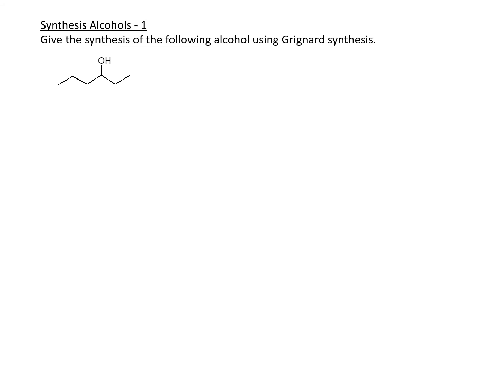Give the synthesis of the following alcohol using Grignard synthesis. So as soon as I know it's a Grignard synthesis, I know I will need a Grignard reagent and I will need a carbonyl. It will depend on what kind of alcohol I have for the carbonyl, because primary alcohols can be made by formaldehyde, secondary from any aldehyde, and tertiary from ketones.